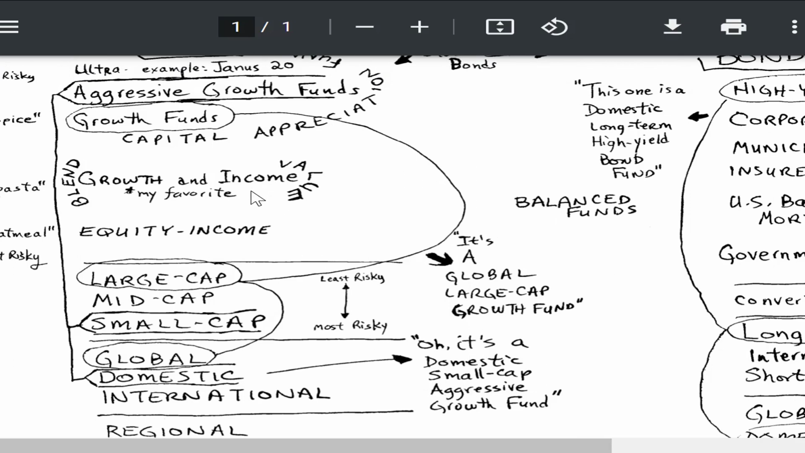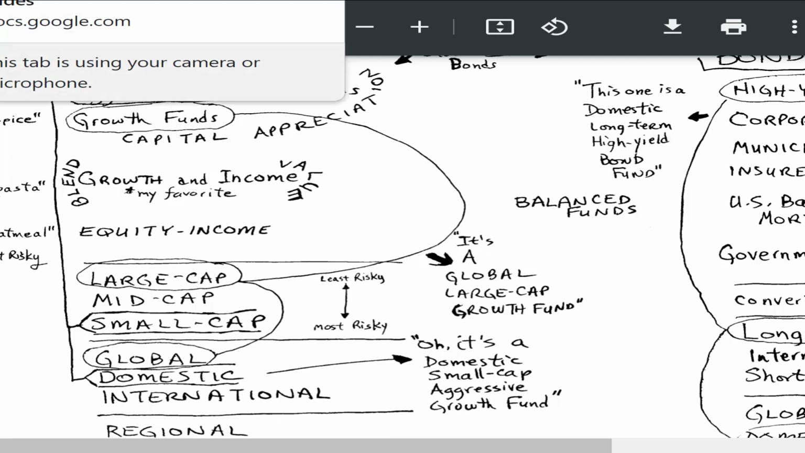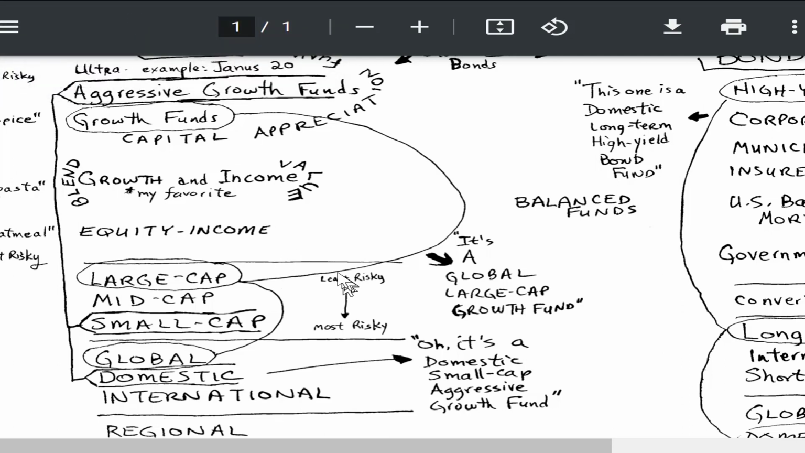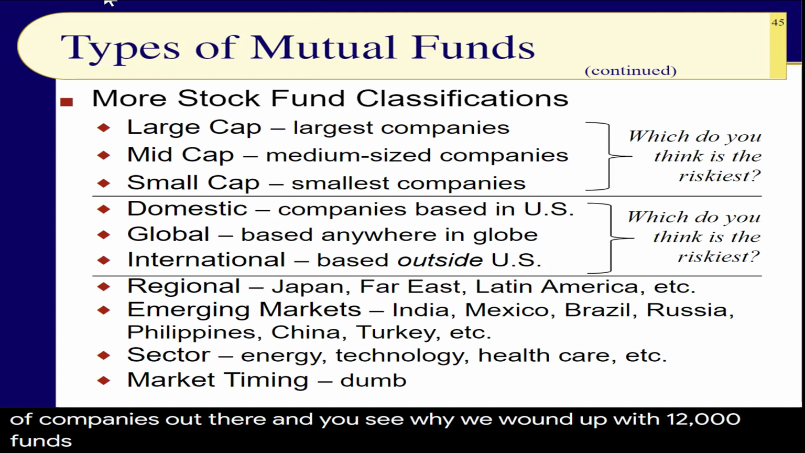So you see how the industry was able to produce 12,000 different funds? Because if you go to your statistics professor and ask for the combinations of 5 things and 3 things and 3 things taken one at a time, it's dozens and dozens and dozens. And then multiply it by the number of companies out there, and you see why we wound up with 12,000 funds.